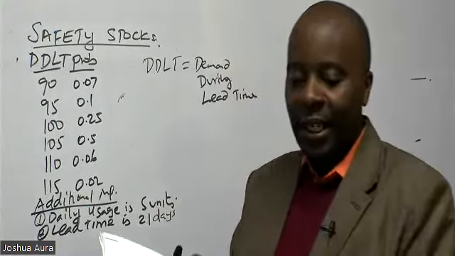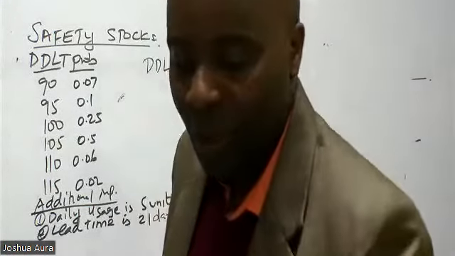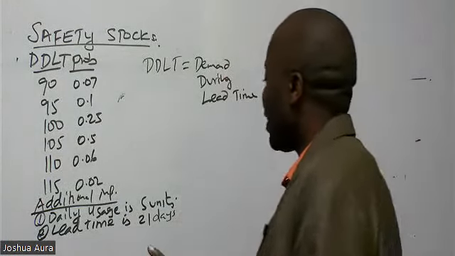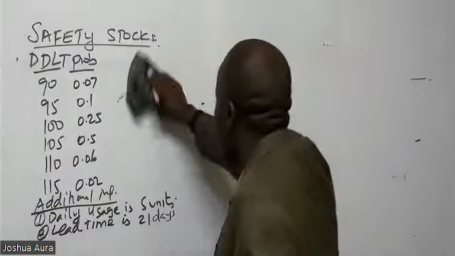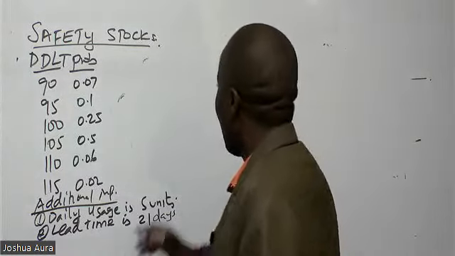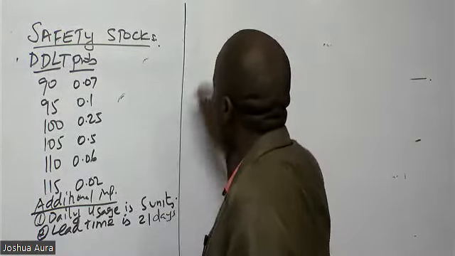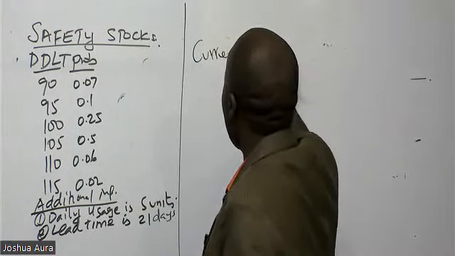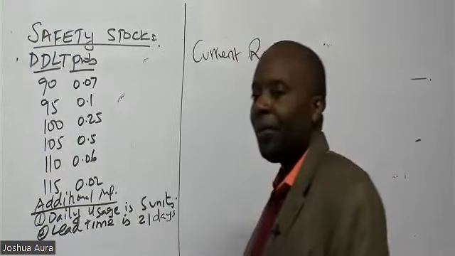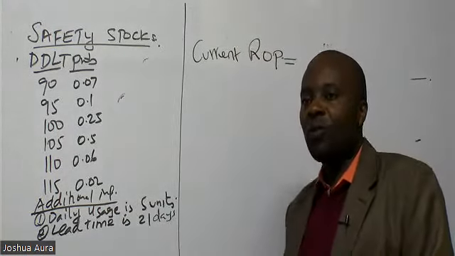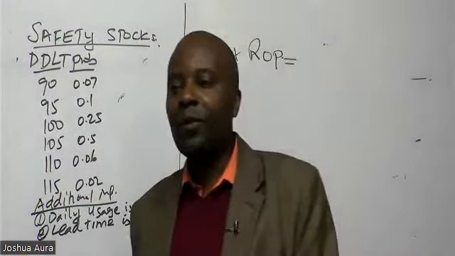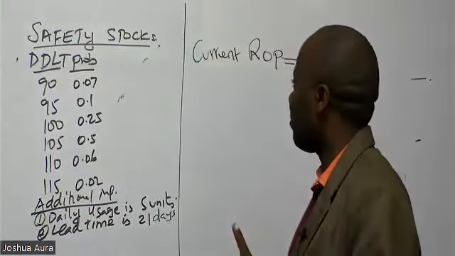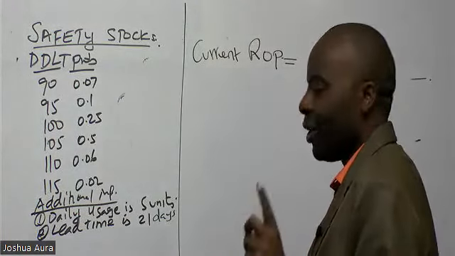So if I get this kind of a question, this, of course, is an examiner who is wishing me success, and this is what I should do. The very first thing that I will do in this kind of a question is to get what we call the current ROP. That is the first step. ROP stands for reorder point. Please write that in full.